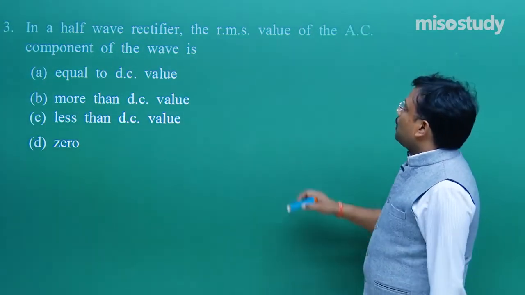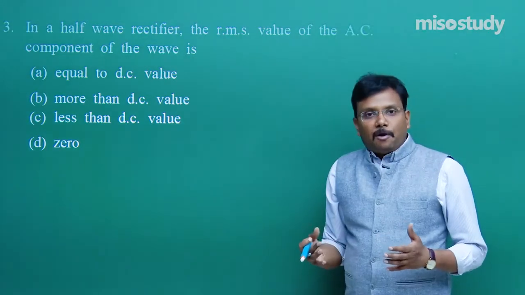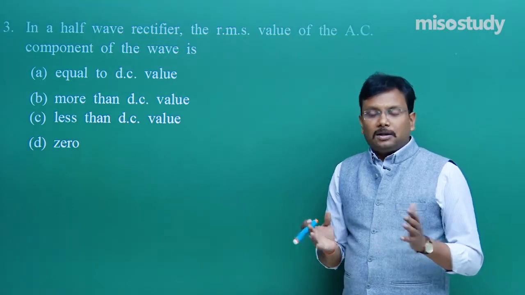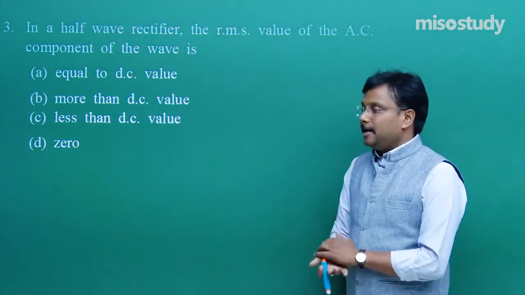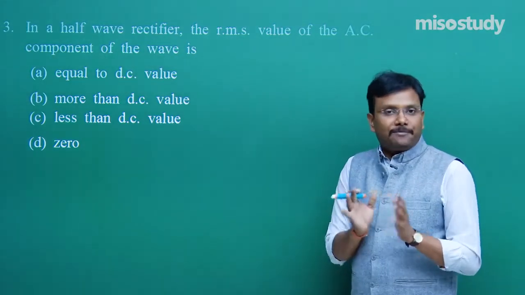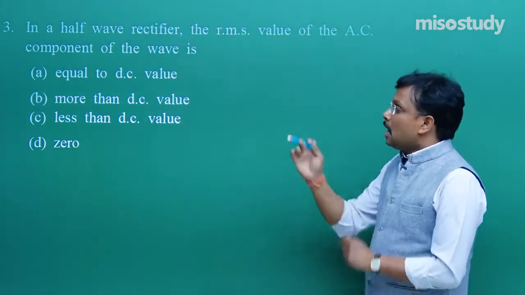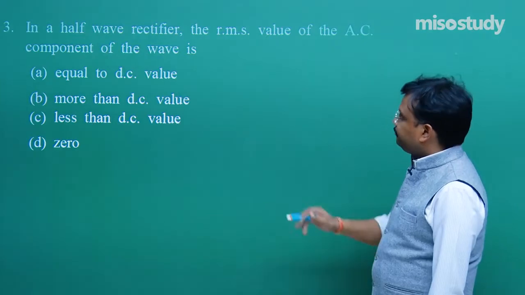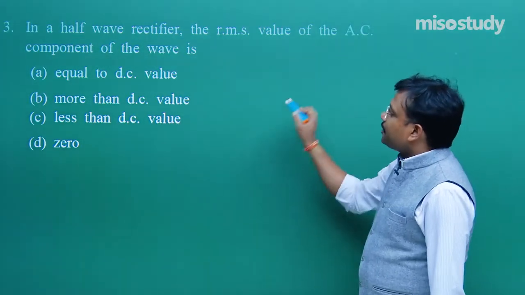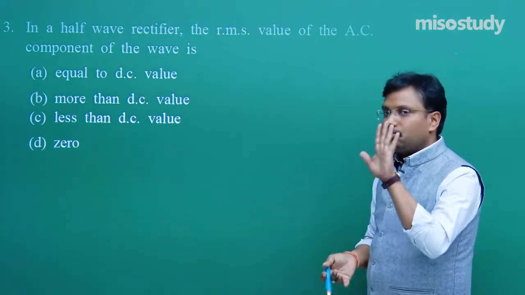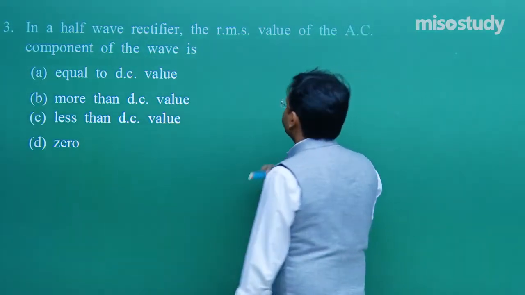Now, there are various types of losses and ripple factor and all these things, which we explained properly. So I hope you have that idea, because you are regularly watching these videos. So here we can say the RMS value of AC is more than the DC value. You will ask why? Okay, so first I will write down why.